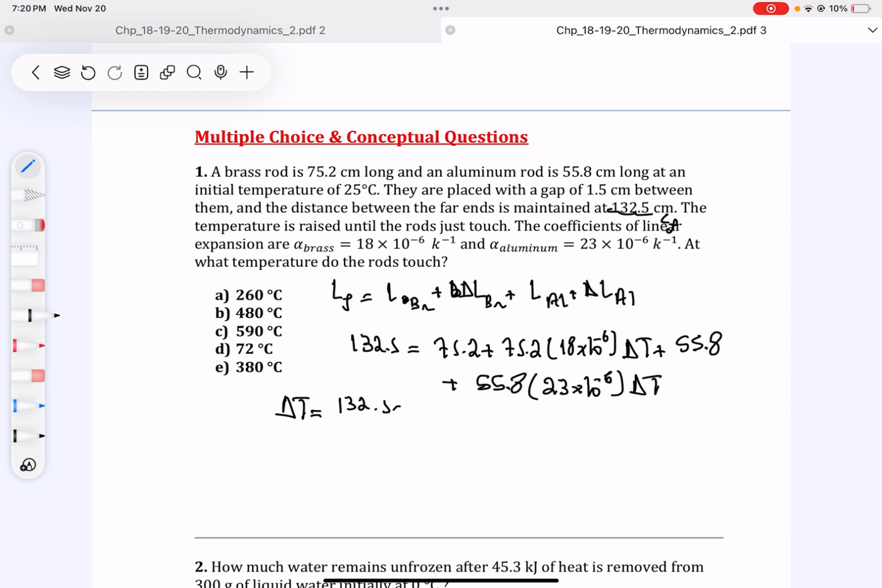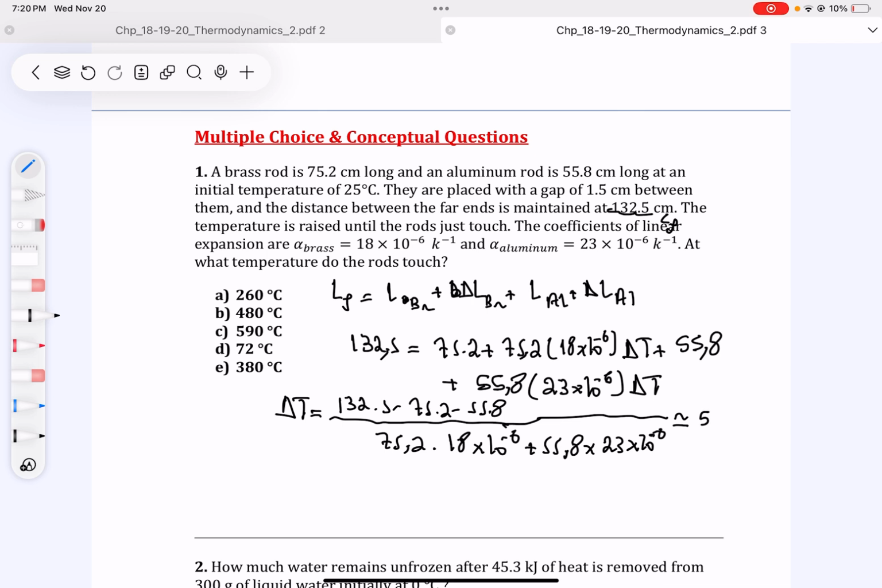It's just mathematics here. To not be confused between the multiplication and the decimal point, delta T is 72 over the sum of 75.2 times 18 times 10 to the power of minus 6 plus 55.8 times 23 times 10 to the power of minus 6. It will be approximately 568 Kelvin.